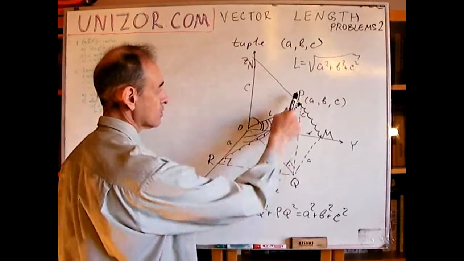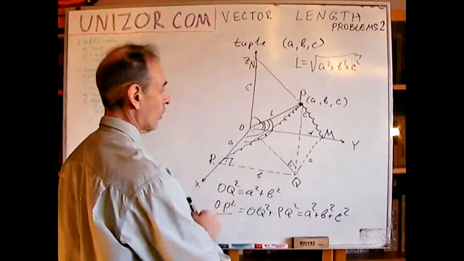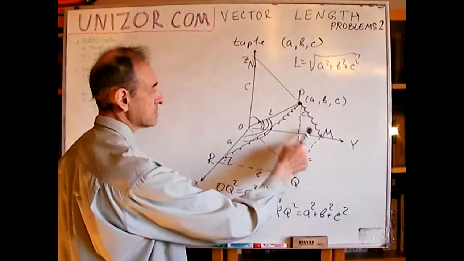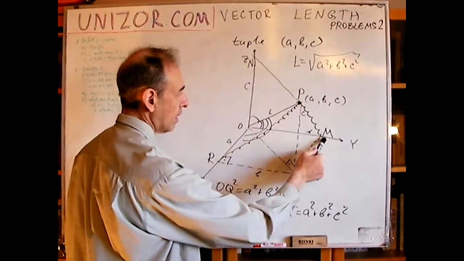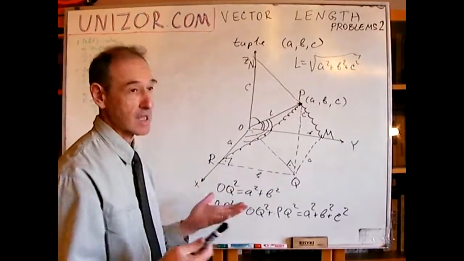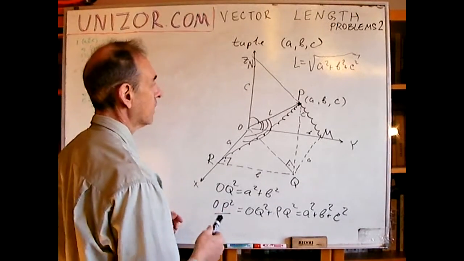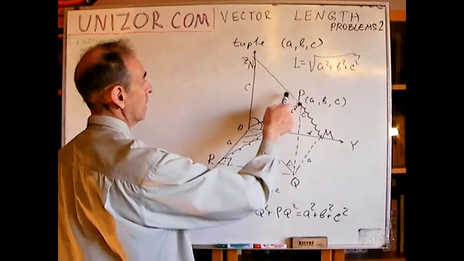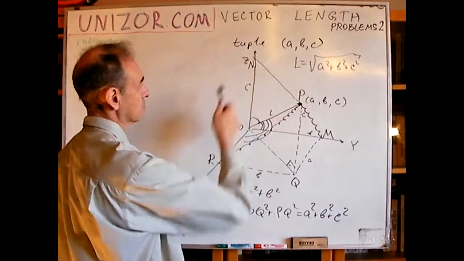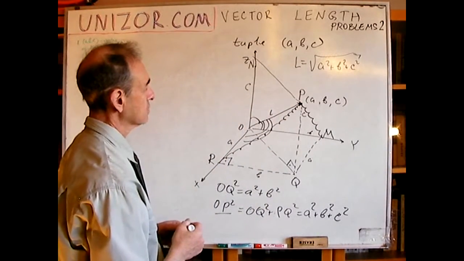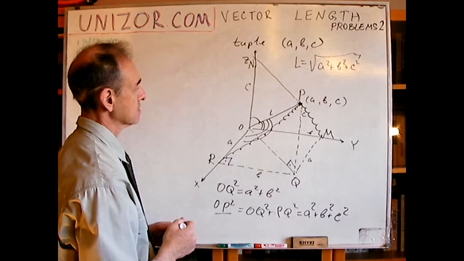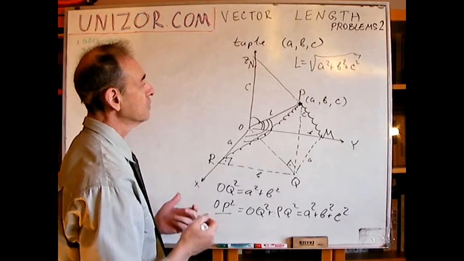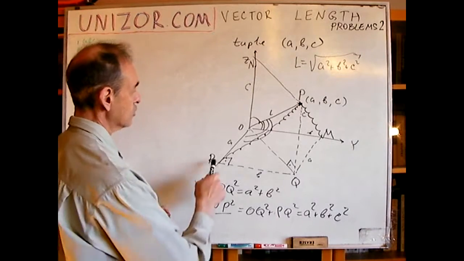Q is a projection on the plane x or y. M is a projection of the point P onto the y-axis, because that's exactly what coordinates actually are, right? It's a projection of the point on the corresponding axis. And N is a projection to the z-axis.